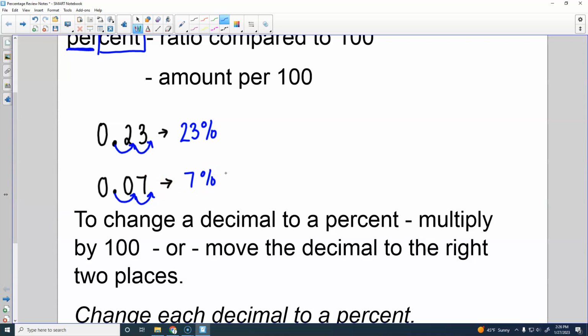All right, percent. Let's write this. Percents should be bigger than their corresponding decimal.